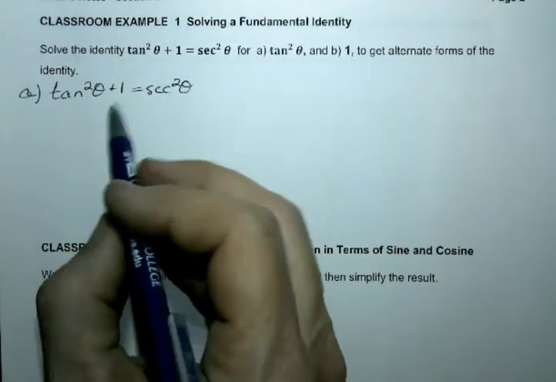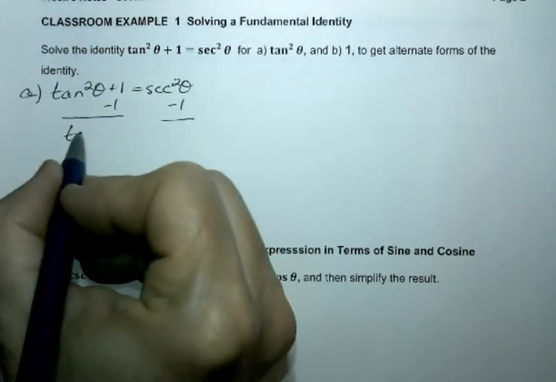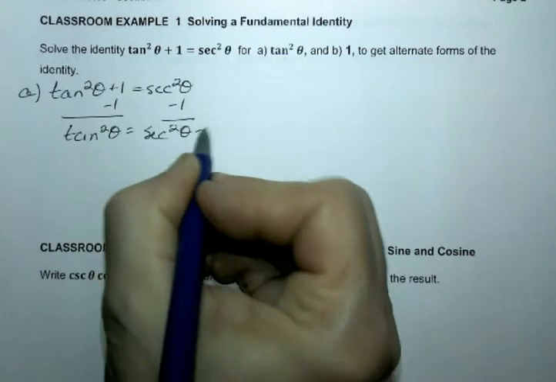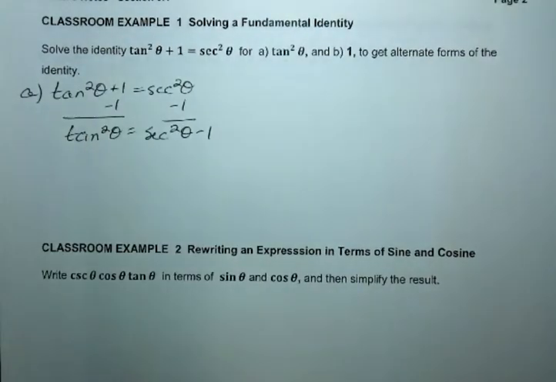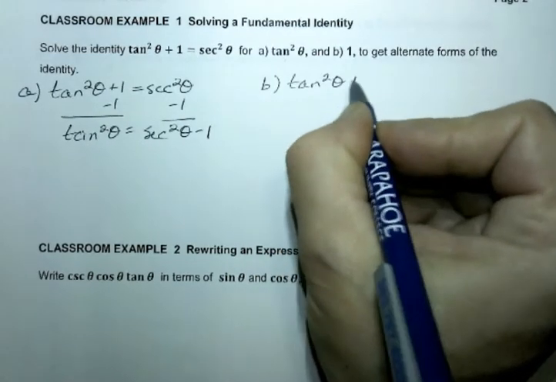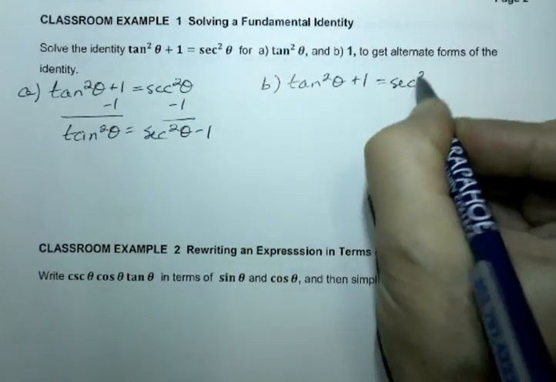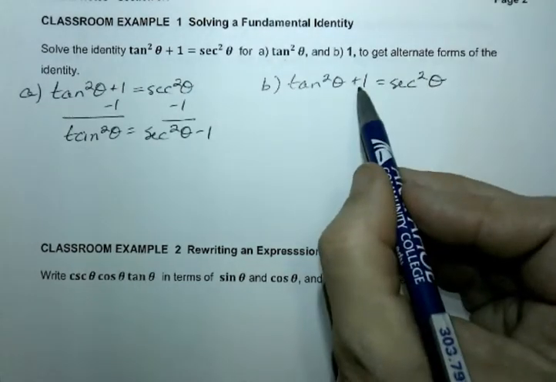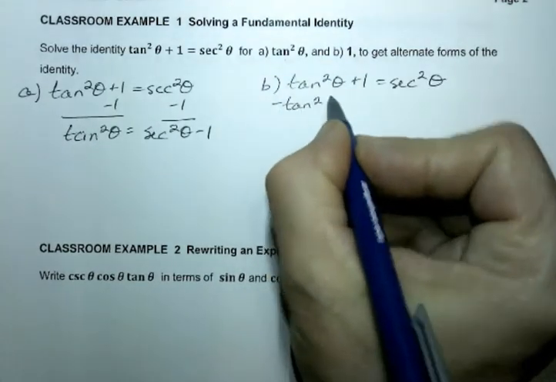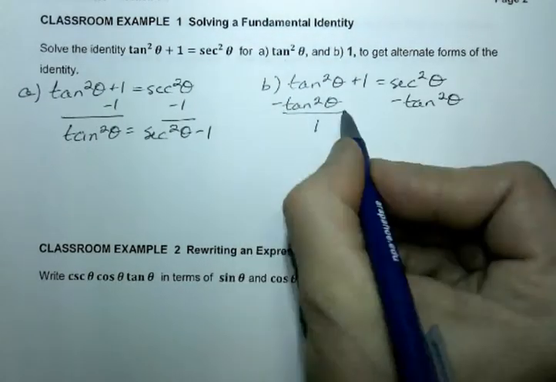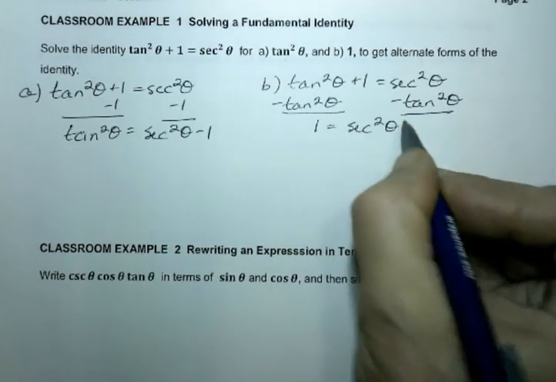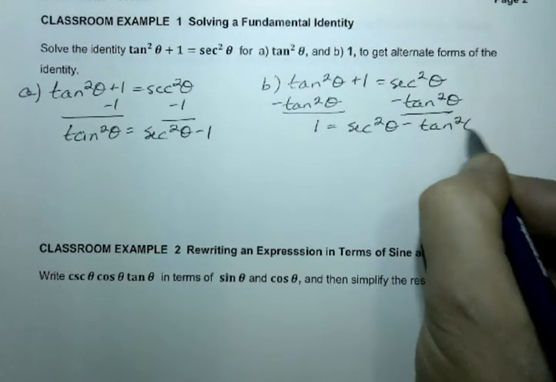All we have to do for that is subtract 1 from each side. That gives us tangent squared theta equals secant squared theta minus 1. And there's an alternate form of that identity. The next part is asking us to take this identity and actually solve it for 1. That means we want to have 1 by itself on this side. To do that, we would subtract this term from both sides. That would give us 1 equals secant squared theta minus tangent squared theta.